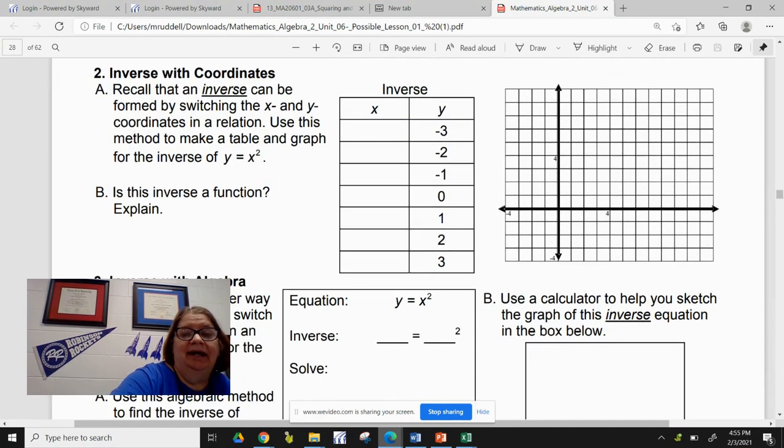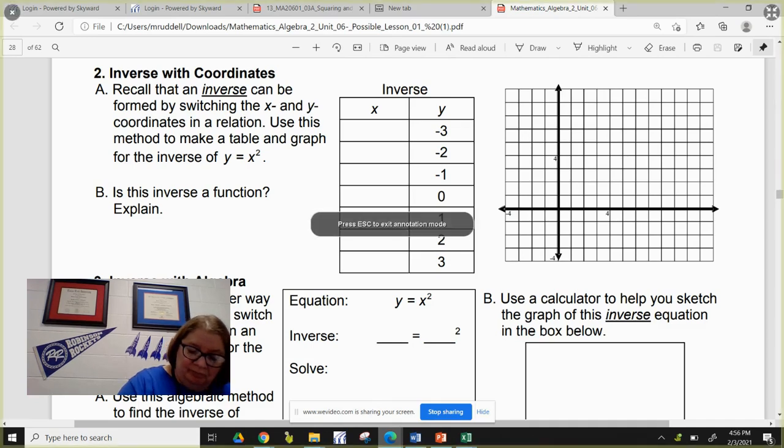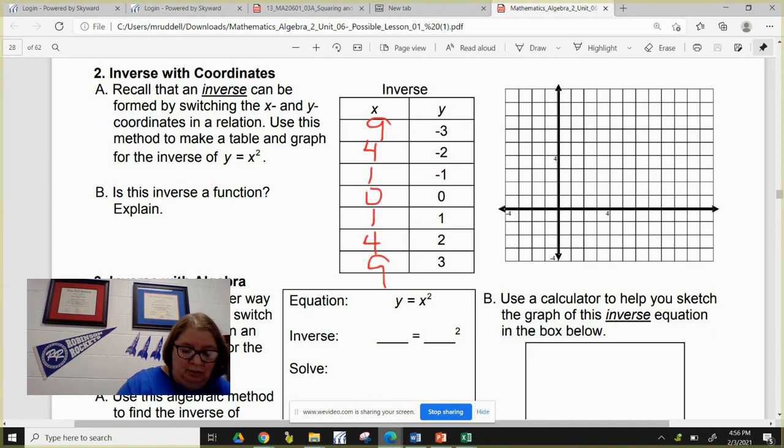And look what we did. We took the x's from the first table, now they're the y's. The y's from the first table are now the x's. So we have 9, 4, 1, 0, 1, 4, 9. Okay, so we've switched the x's and the y's from problem number 1 to problem number 2.